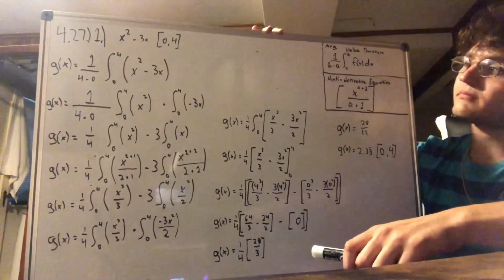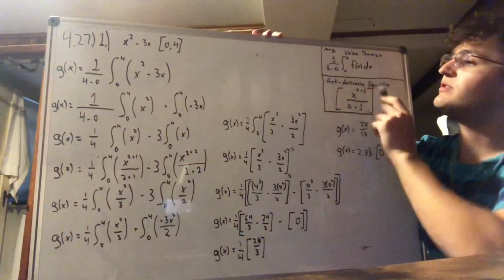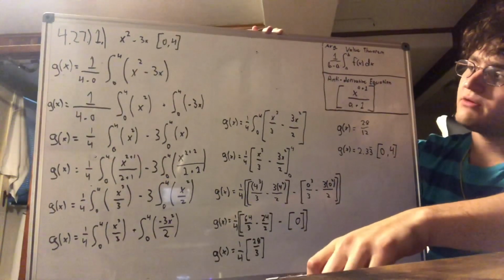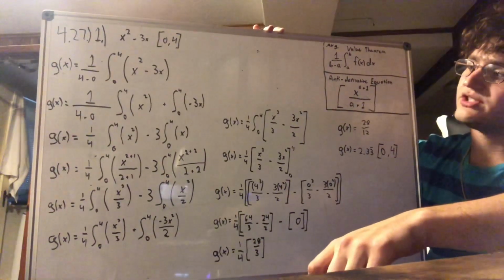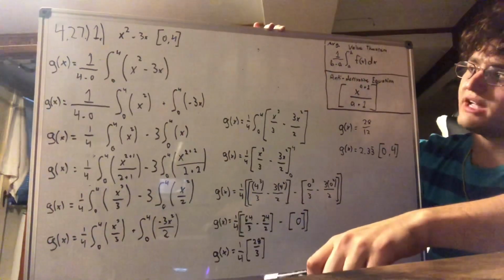and that's about the only difference between the mean value theorem and the average value theorem. So my first step is I input our givens into our equation. And so that gives me g of x equals 1 divided by 4 minus 0. Our b is 4 and our a is 0. And then the integral from 0 to 4 of x squared minus 3x.